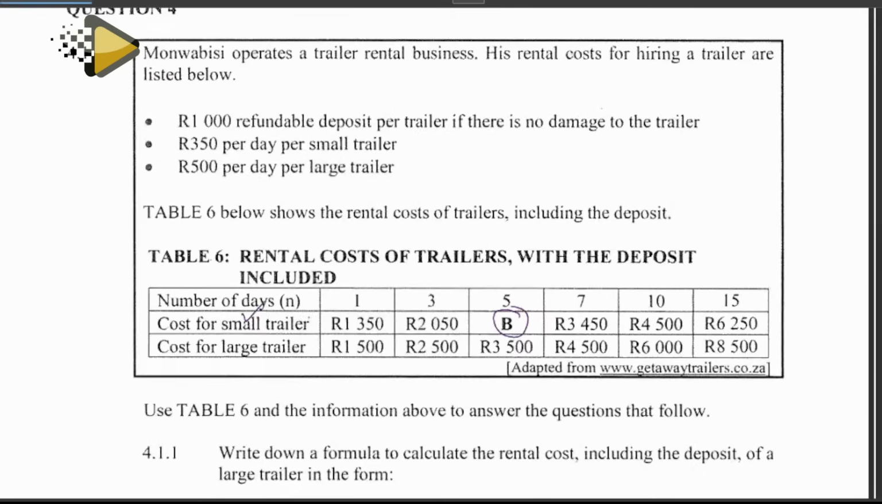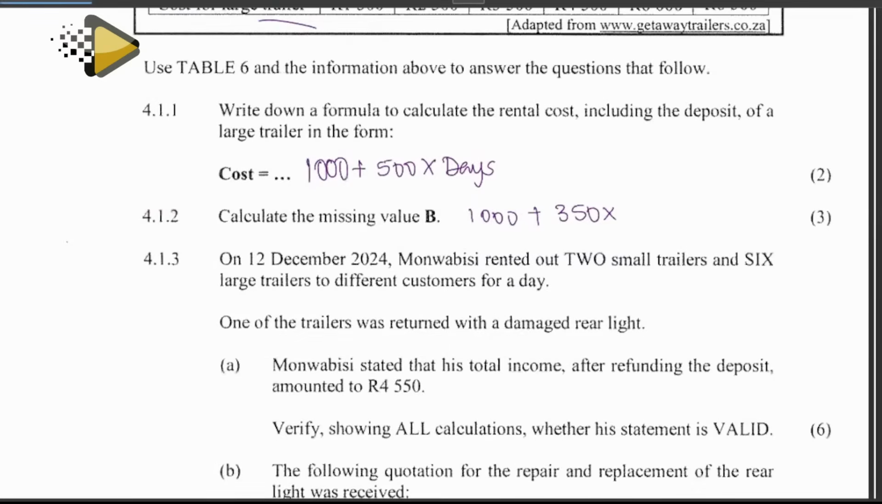Which were 5. Let's do that. So we multiply here by 5. So this is the same as 1,000 plus 1.7. 1,000 plus 350 times 500 plus, so which became what? 2,750. Missing value of B. All right.